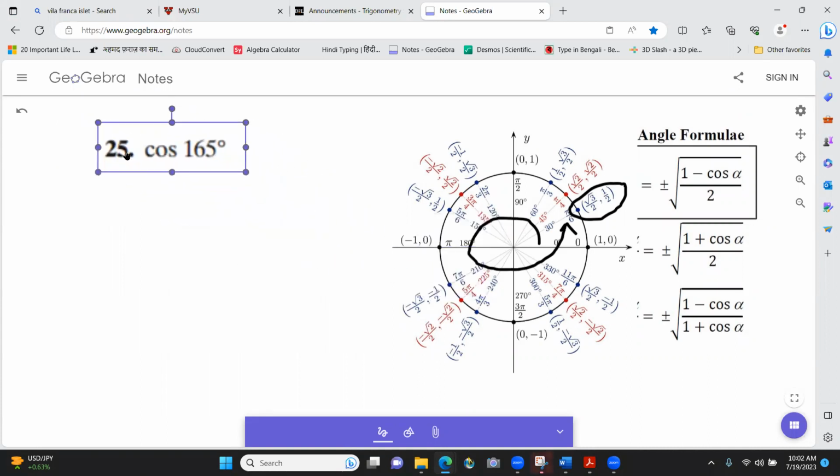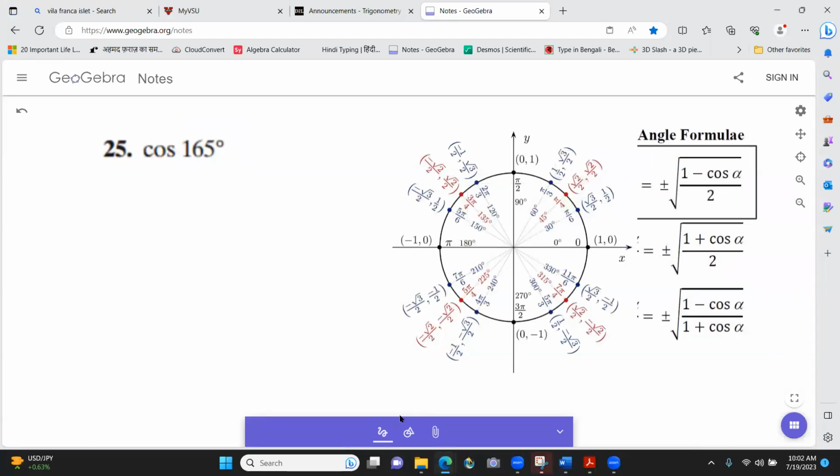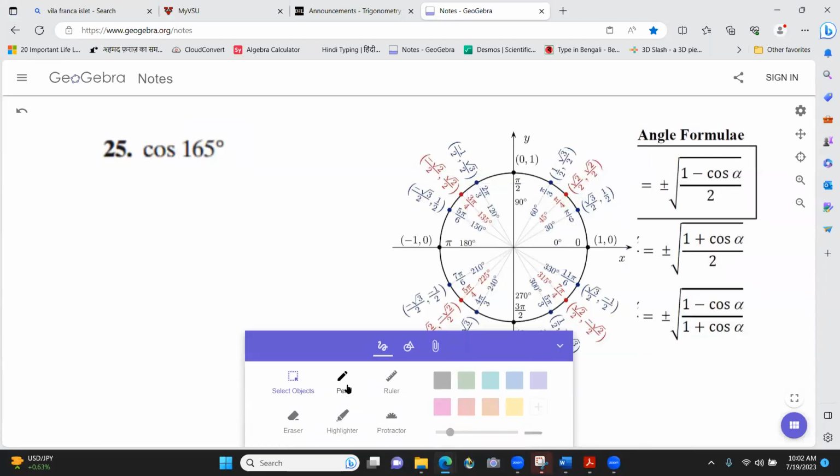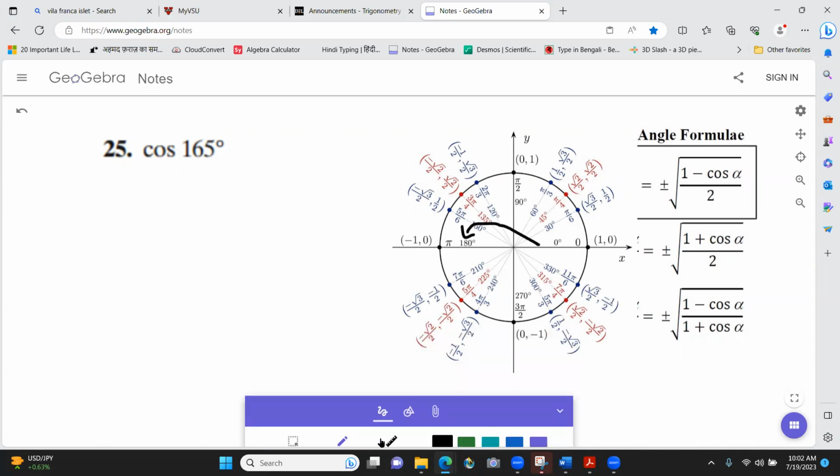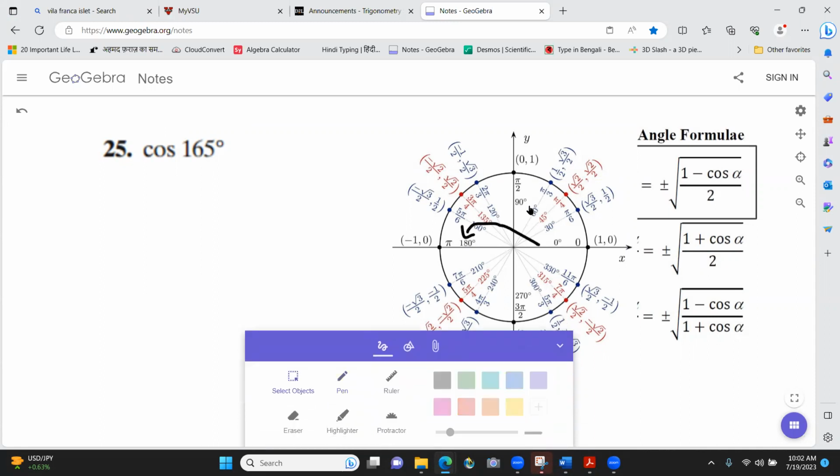Okay. First, decide: 165 is cosine, okay? Cosine 165 must be somewhere here, in the second quadrant, where cosine has to be negative. So it doesn't matter which formula you use. I'll use the right formula. I will stick to my minus sign. All right? I'll stick to my minus sign.